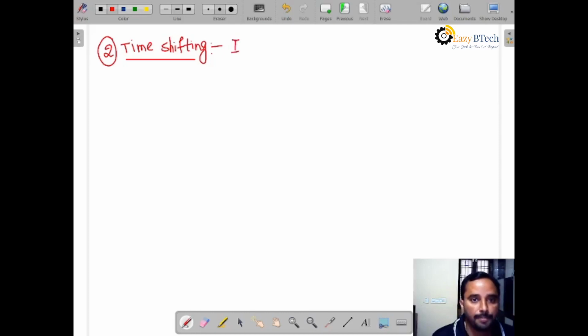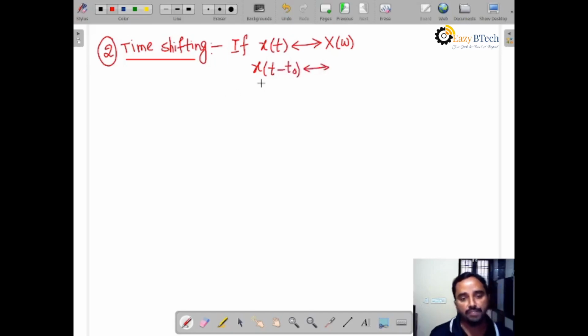If the Fourier transform of x of t is capital X of omega, then time shifting means x of t minus t naught. What is the Fourier transform of x of t minus t naught? That is the second line. So the answer is capital X of omega into e to the power minus j omega t naught. So X of omega is multiplied by the exponential e to the power minus j omega t naught.